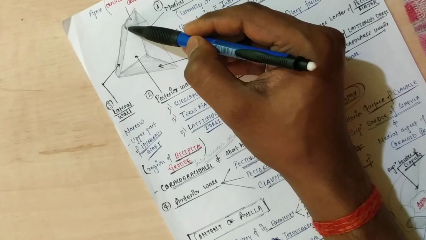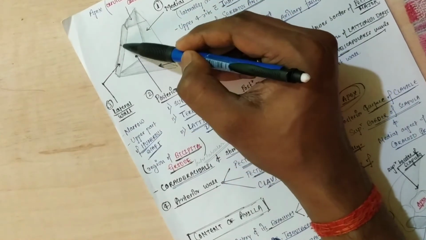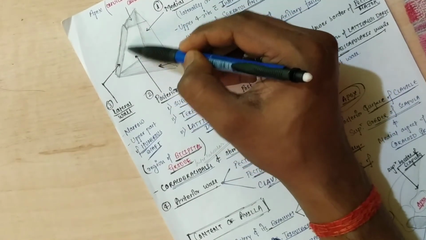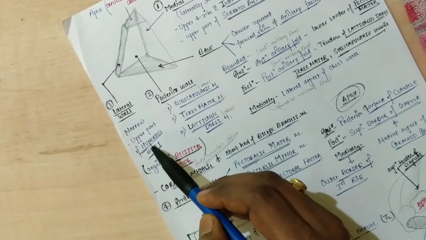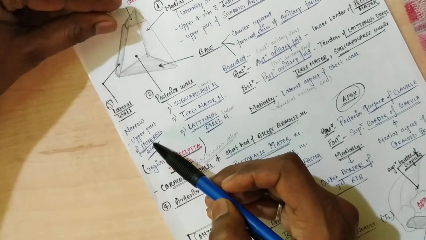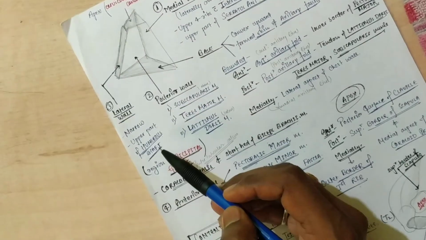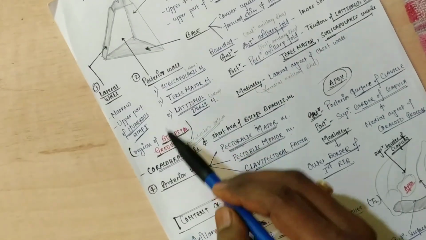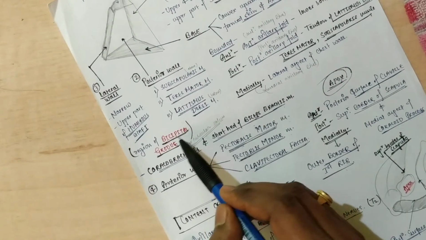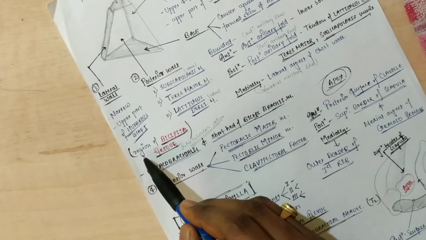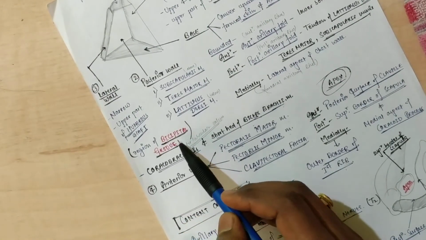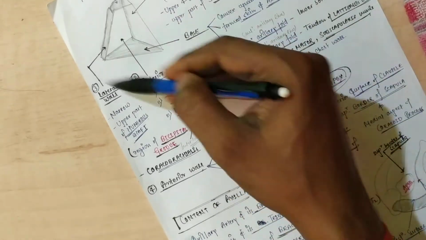As we can see here, this is very narrow, and it forms the upper part of the humerus, the shaft of the humerus. It is present in the region of the bicipital groove. That's why I have written here the region of the bicipital groove, because it is present there.